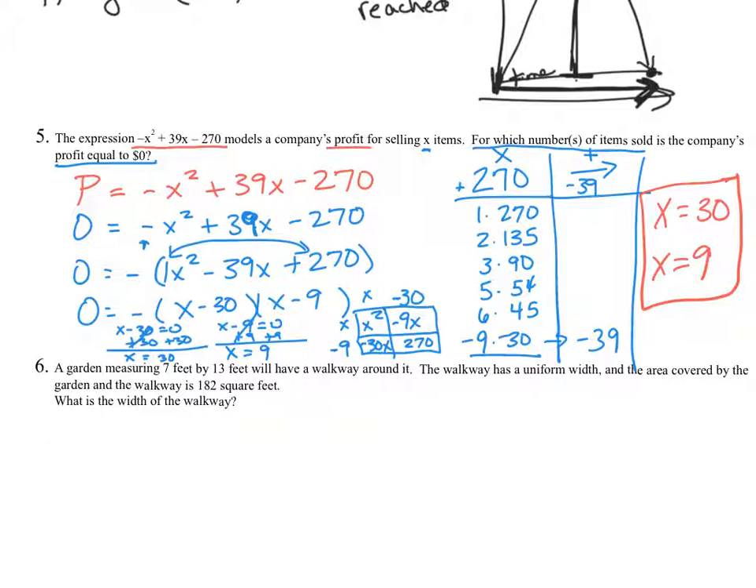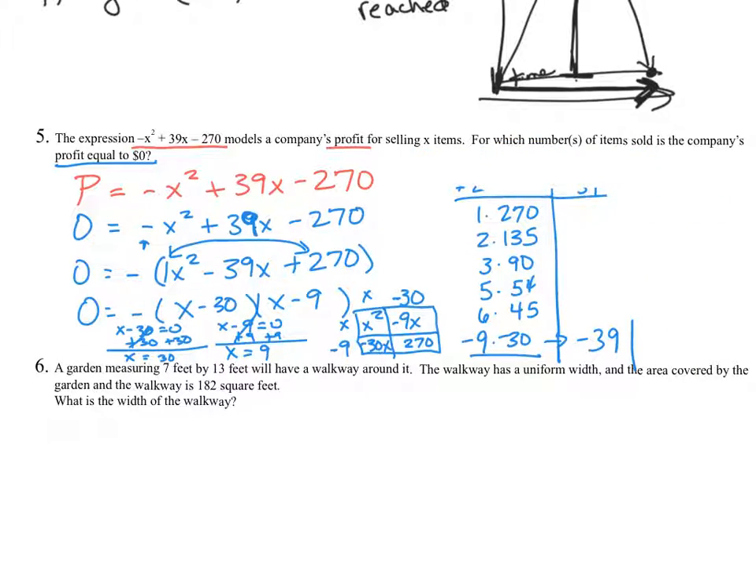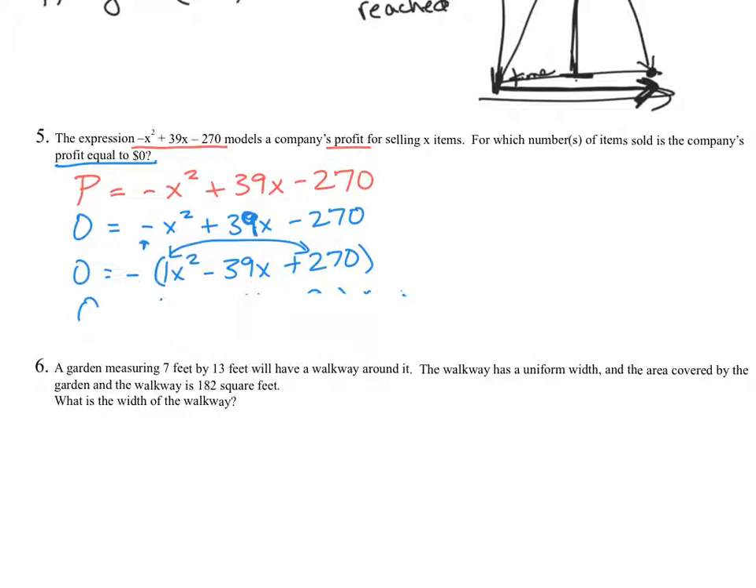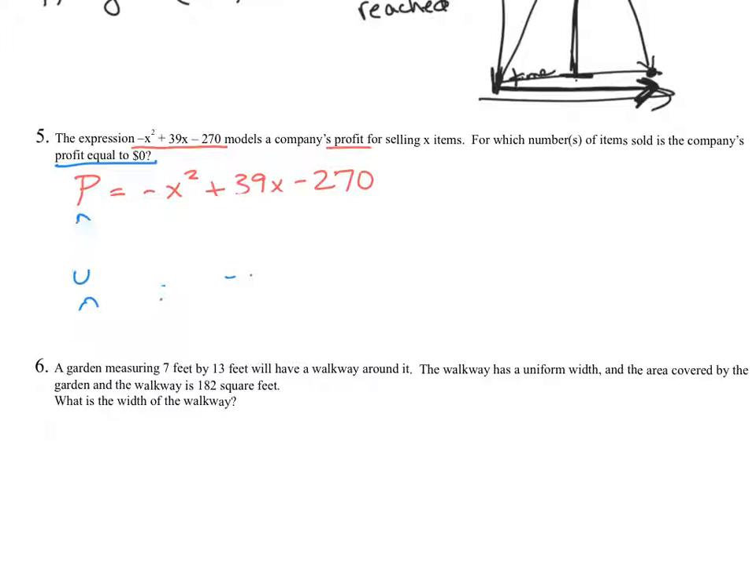Now, if we wanted to solve this instead of factoring, we wanted to use the quadratic formula, we could totally do that too. So let's do that, just so that you could see that it'll work both ways, okay? So 0 equals negative x squared plus 39x minus 270. And we have our a, negative 1 for our a, 39 for our b, negative 270 for our c.